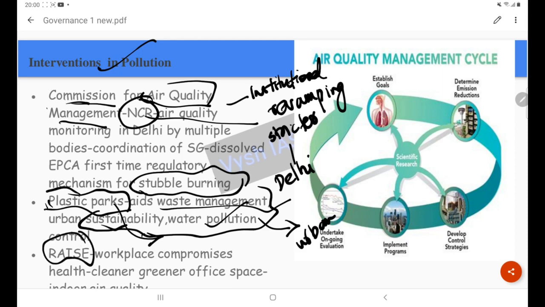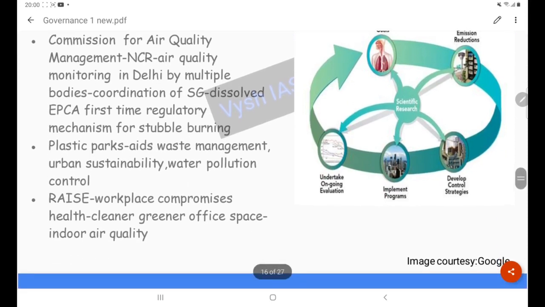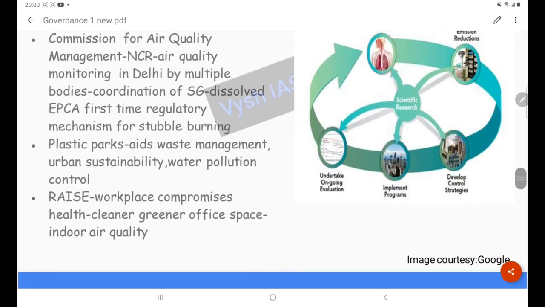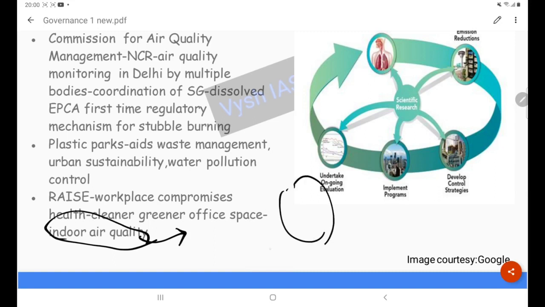Then there is the RACE initiative. This is about cleaner, greener office space, so it is ensuring indoor air quality. While talking about pollution, we are always concerned with outside air pollution or outside water pollution, but indoor air quality is also equally important. That is often neglected. So this initiative is for office space, because many people spend most of their time in offices only.